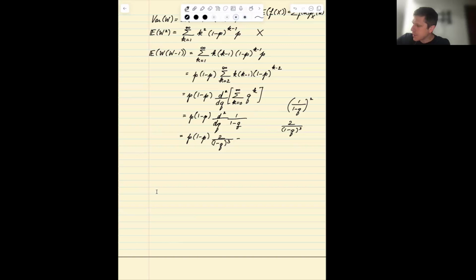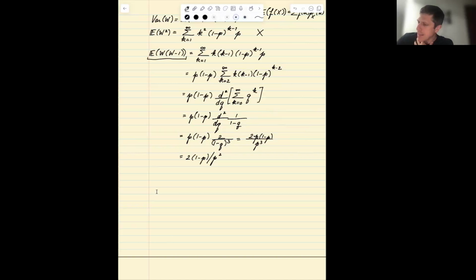So what I'm left with here is 2p times 1 minus p over p to the third. And that simplifies to 2 times 1 minus p over p squared. So that's this factorial moment.